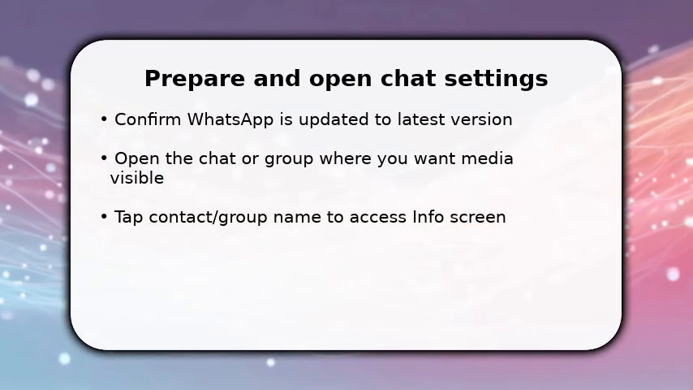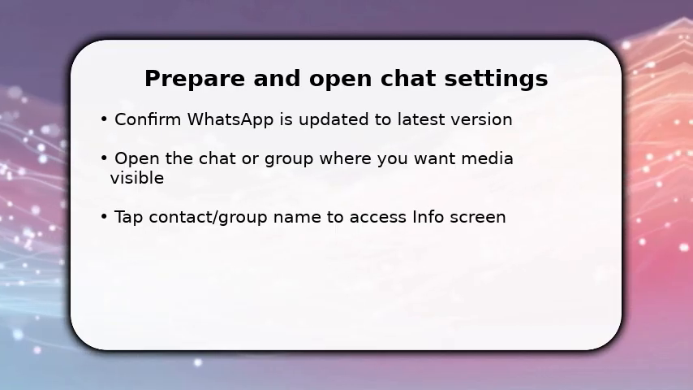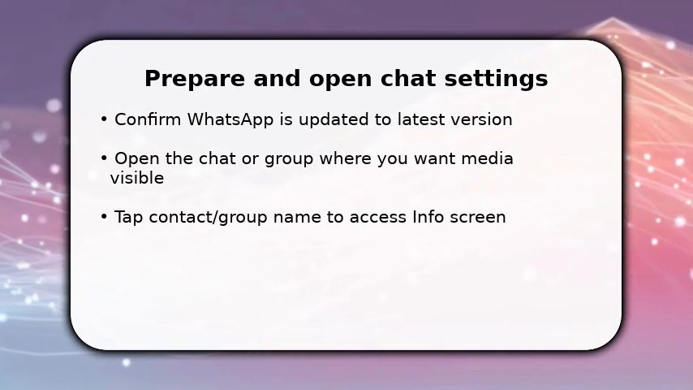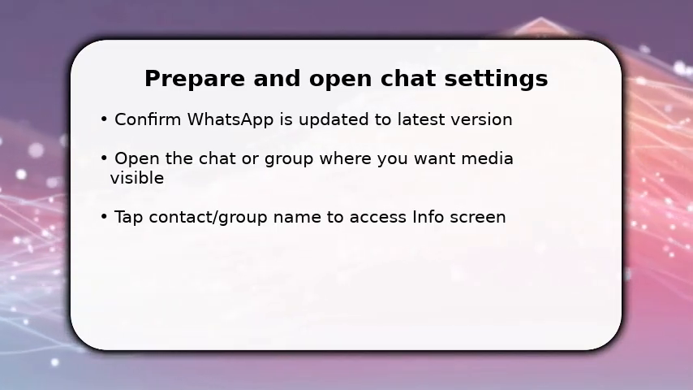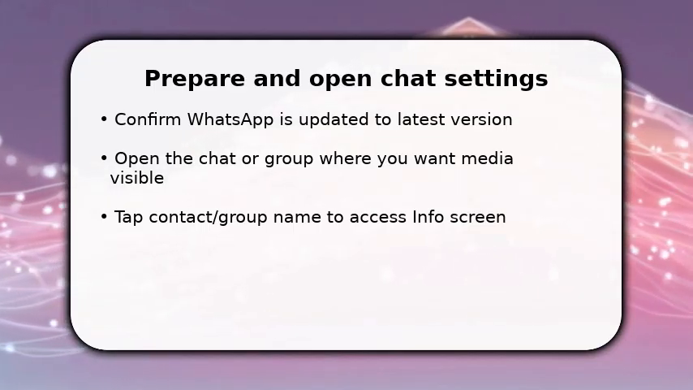You start by ensuring WhatsApp is updated, because features vary by version. Once updated, open the specific chat or group you want to show media for. Make sure you're in the conversation view. Tap the contact or group name at the top to open the info screen. From here, you'll access the visibility control.